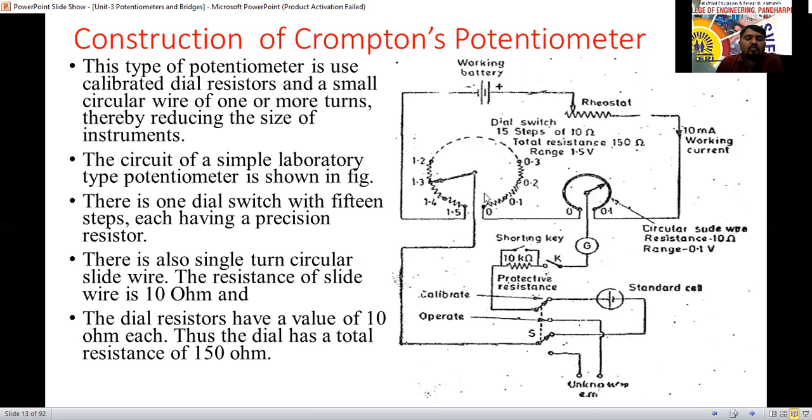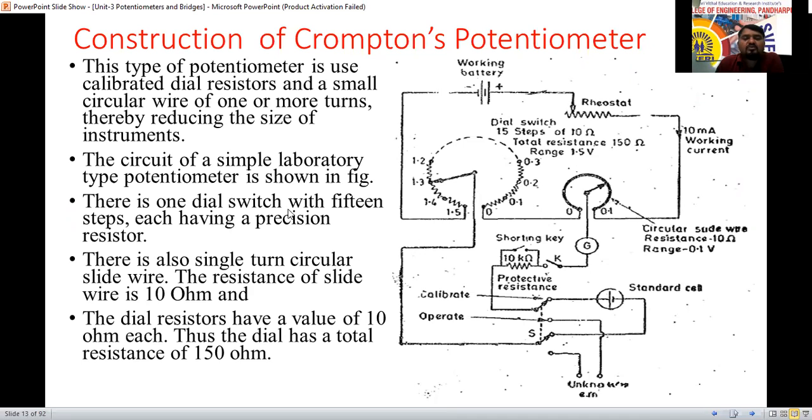The total voltage drop across this is 0.1 into 15, which is 1.5 only. 1 into 15 is 15, and 0.1 into 15 is 1.5. So the total voltage is 1.5 here.